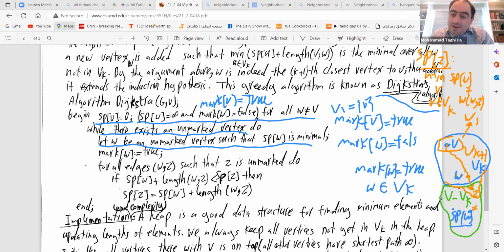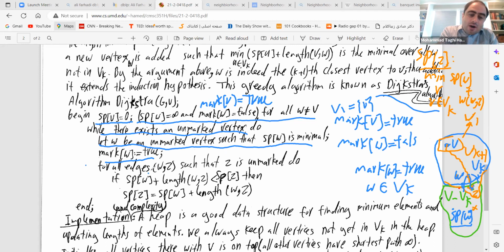Now, when we are adding this W, this is the way that we update the estimates. For all edges that are going outside of W, for these guys, now because W belongs to V_{K+1}, if the edge that there exists from W to those guys is better than the current estimate of the shortest path to Z, we will update it. So what do we do here? We say that, so of course, mark of W would be true. It means that now W belongs to V_{K+1}.